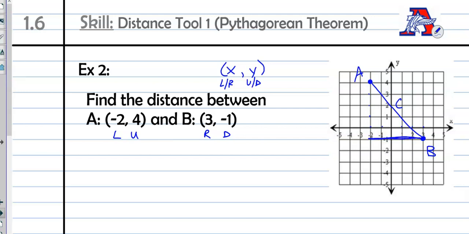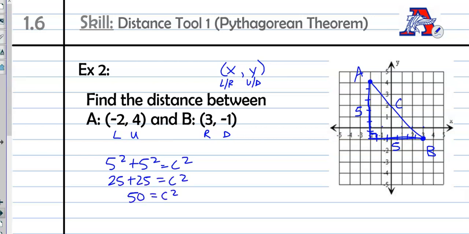I'm going to create a right triangle. So drop a line horizontally in each direction. And then we're just going to count 1, 2, 3, 4, 5. 1, 2, 3, 4, 5. And that's fine. If they're both 5s, no problem there. We're going to do 5 squared plus 5 squared equals c squared. 25 plus 25 equals c squared. 50 equals c squared. And then remember to take the square root of each of those.